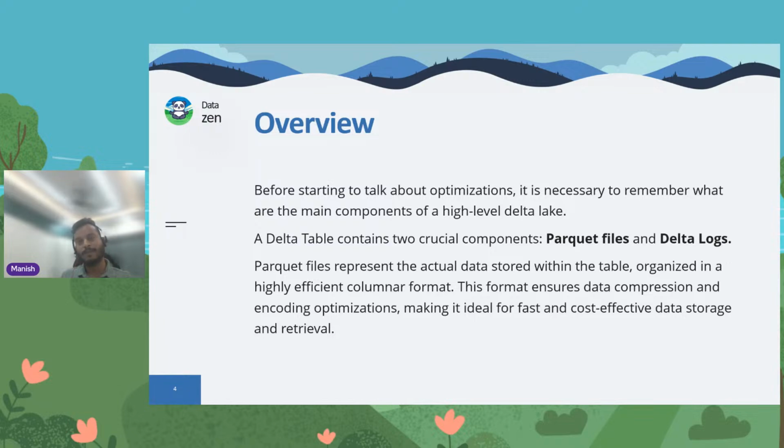Let's assume you have created a Delta table. You are inserting the records, so the actual data will be present in the Parquet file, but the insertion operation, all the information about the insertion or the creation or the deletion of the data, will be stored in our delta logs. Parquet files actually represent the data, whereas the delta logs represent the metadata or the transactions.